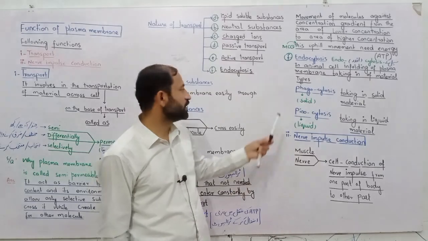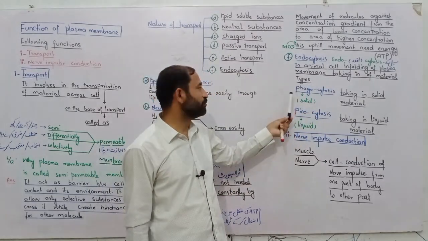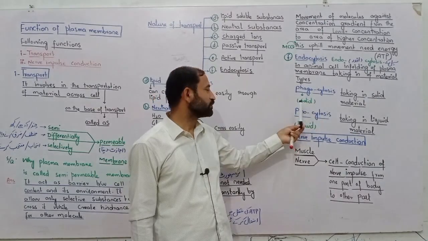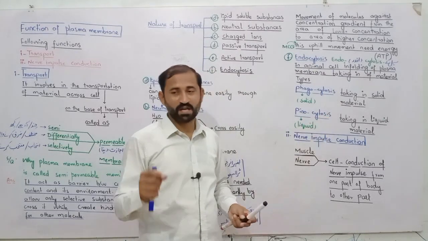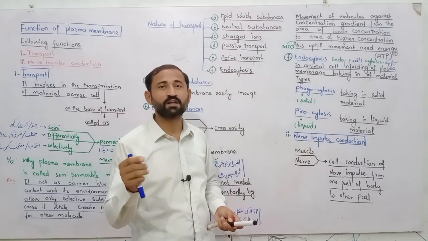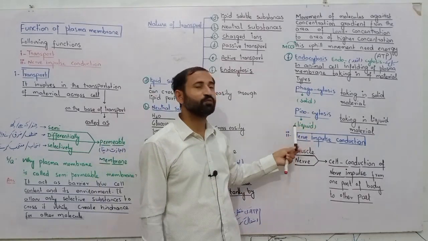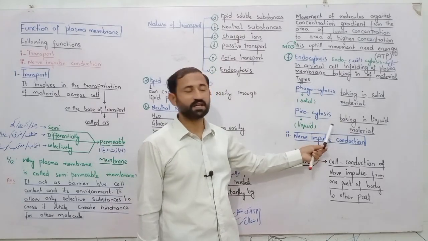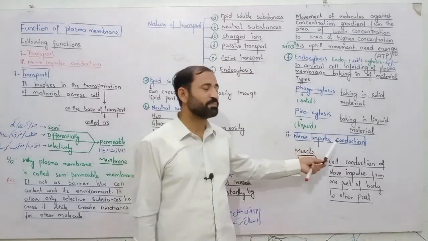Endocytosis is of two types: phagocytosis and pinocytosis. Phago means solid, cytosis means eating or entering into the cell. So when solid material enters the cell, it is known as phagocytosis, also called cell eating. Next one is pinocytosis. Pino means liquid; taking liquid material inside the cell is known as pinocytosis. And last one is nerve impulse conduction.